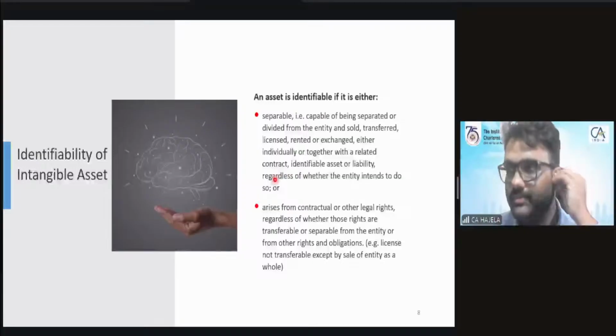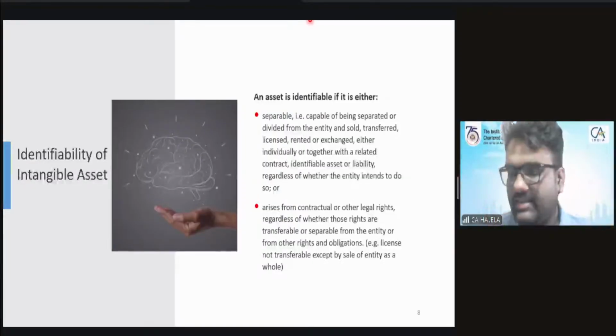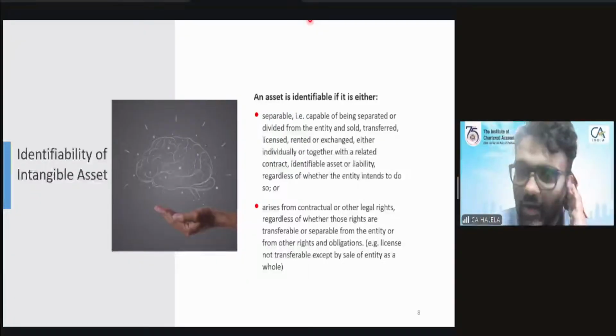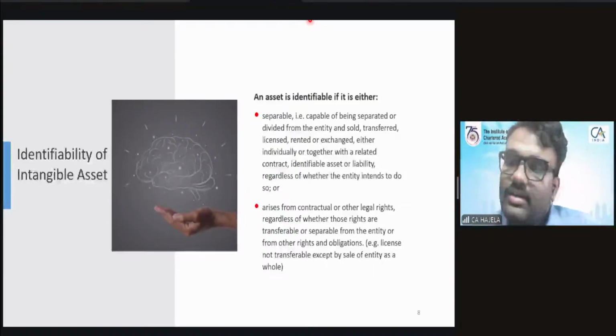Now let's say I have acquired, let's say any channel has a license to show a particular movie. Let's say Netflix has acquired a license to show a particular web series or movie for as long as it wishes to. However, it cannot be sold. Netflix cannot sell that right to some other OTT platform.